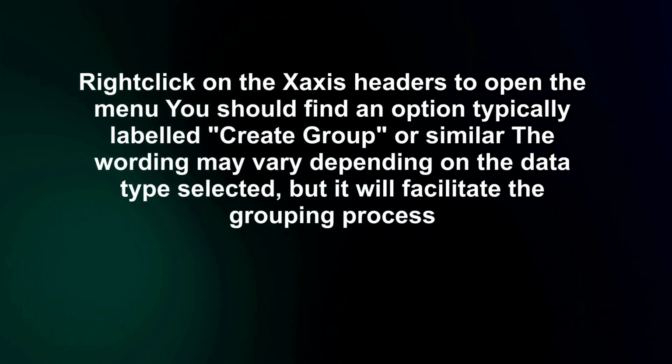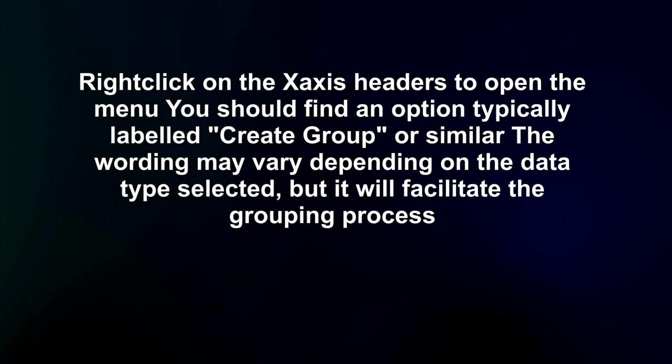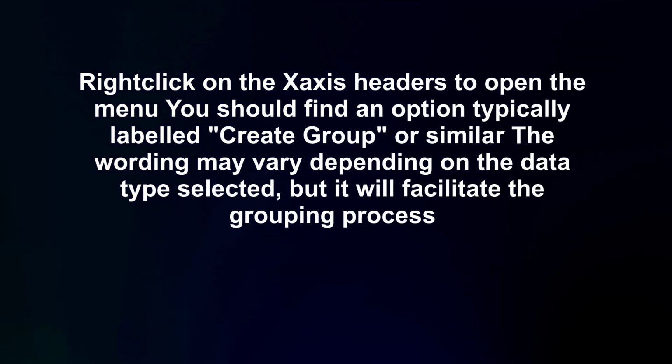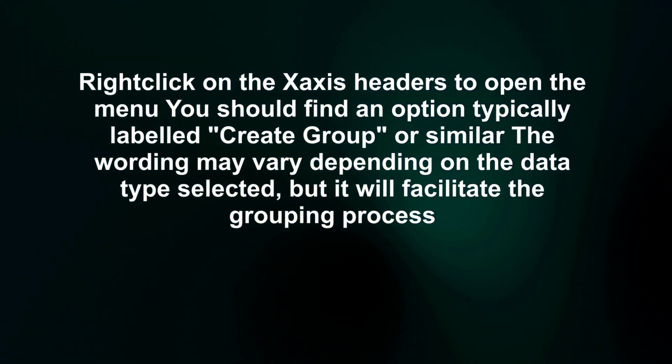Right-click on the z-axis headers to open the menu. You should find an option typically labeled Create Group or similar. The wording may vary depending on the data type selected, but it will facilitate the grouping process.